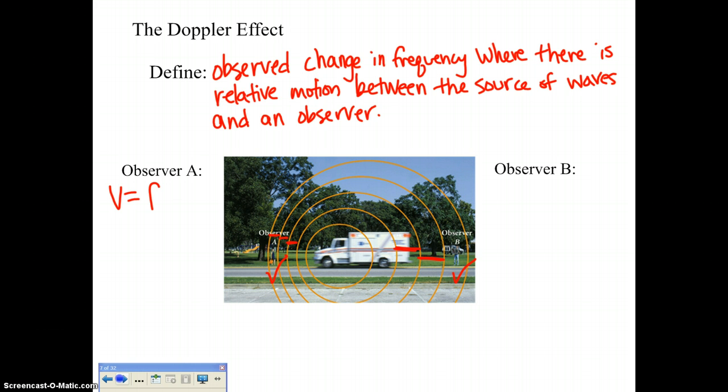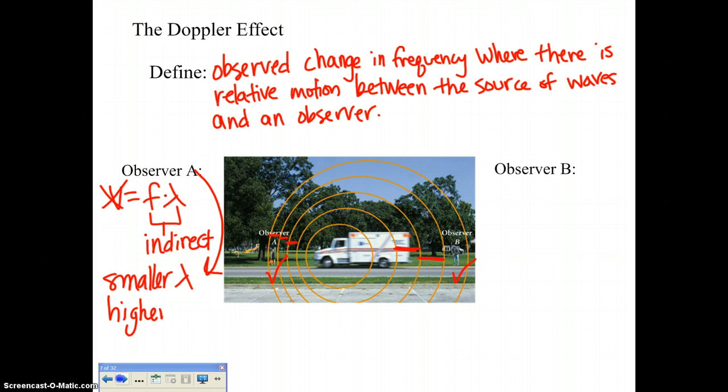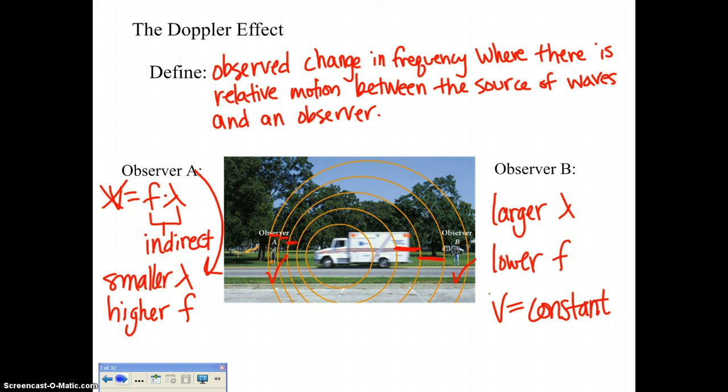So thinking about the equation, velocity equals frequency times wavelength, the velocity is obviously going to be your constant. So the relationship between frequency and wavelength is an inverse relationship. So therefore, observer A, you have a smaller, shorter wavelength, therefore you're going to have a higher frequency. The sound is going to be much louder as it's approaching you. Okay, so the complete opposite of that, since you have a larger, longer wavelength, that means you're going to have a lower frequency. Once again, your velocity is your constant throughout this problem.